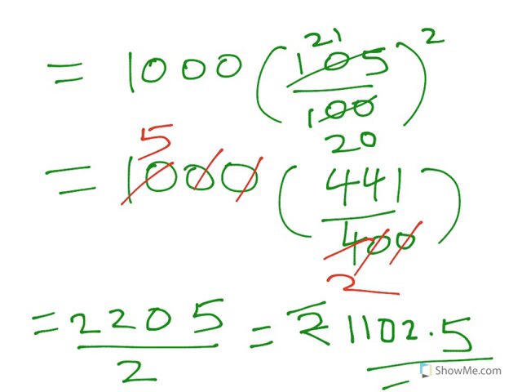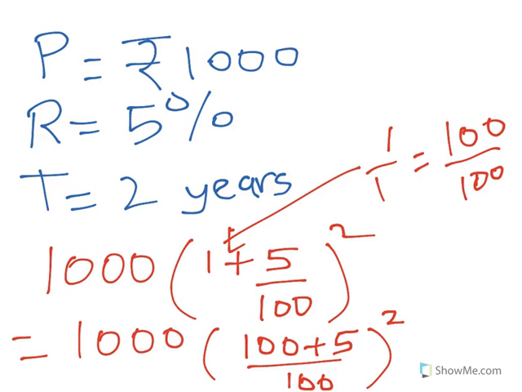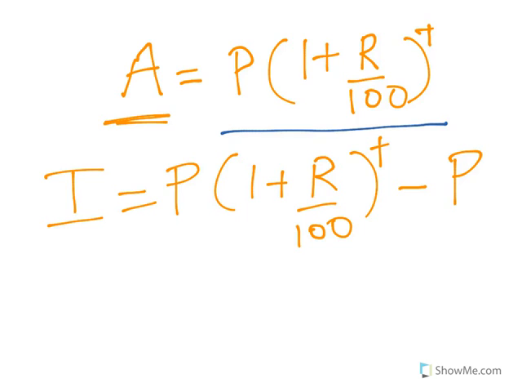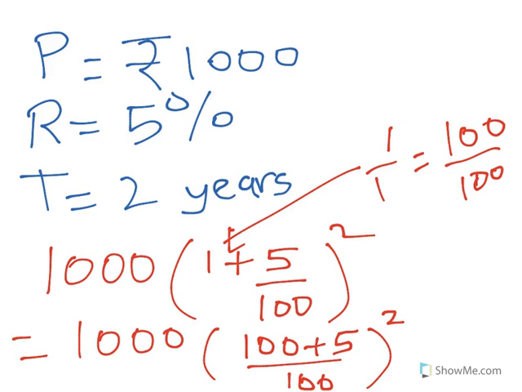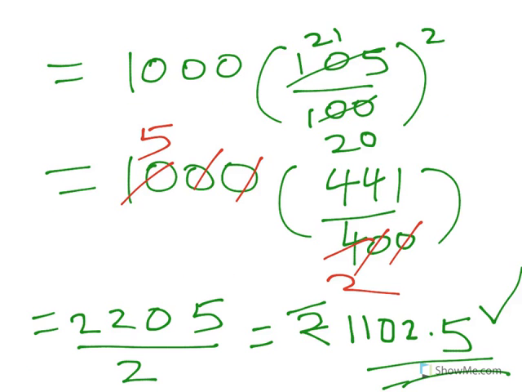Okay, so let's go back and check. This is my final answer. What did I do with the other idea using the year 1, year 2 method? I got 1102.5. So I think we can say this is correct. So is this.